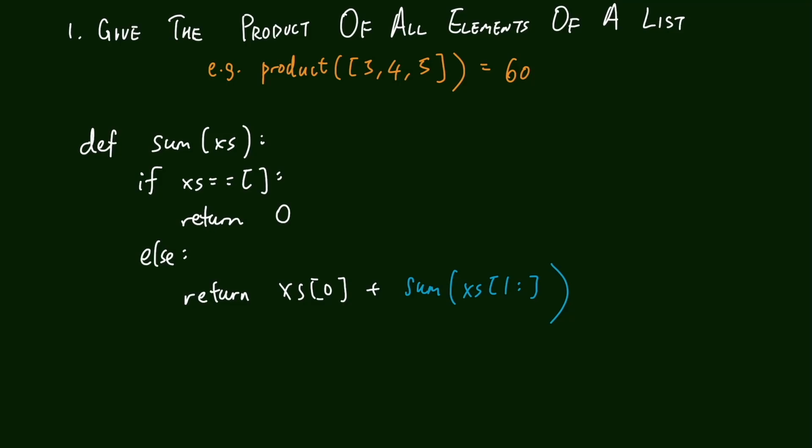So a few changes are needed. First of all, change the function name from sum to product or anything meaningful. Change the plus sign into a multiplication sign. And one last thing that most people forget is that when the list is empty, we should return 1 instead of 0.